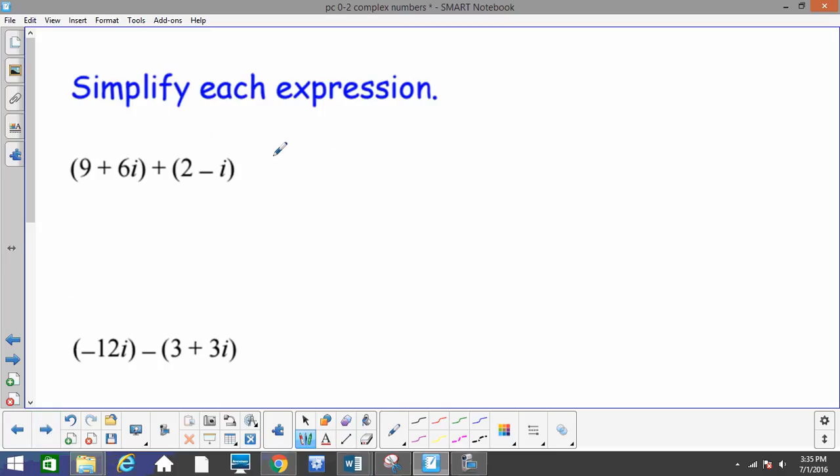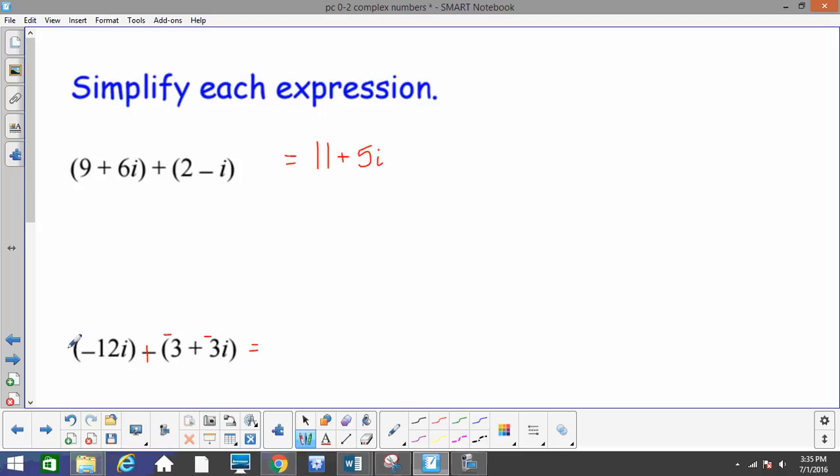9 plus 2, 11. 6I minus I, 5I. And that's as far as I can go there, so I'm going to stop right there. That's my answer. When I'm subtracting, I always like to distribute that negative sign, so I change that to a plus and change the sign of everything inside. I just have found that that's an easier way to deal with it so that you don't have to worry about making mistakes with your signs.